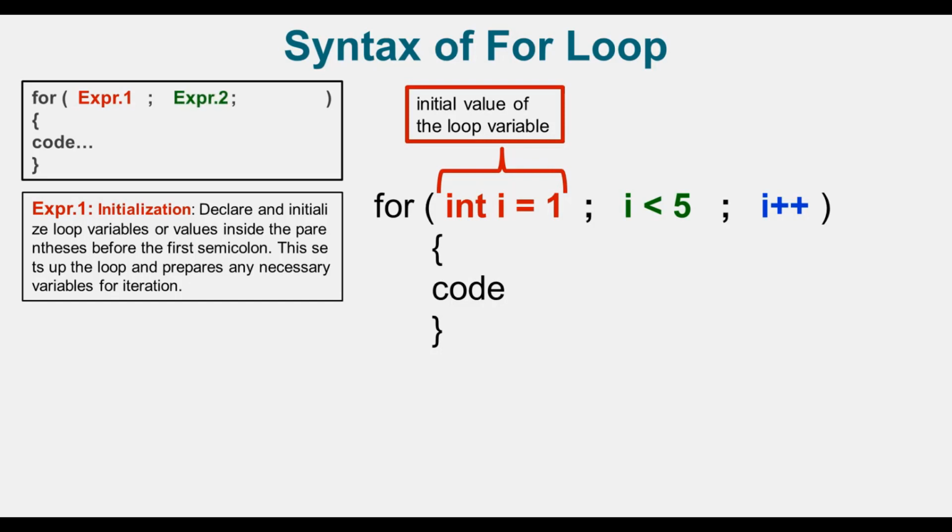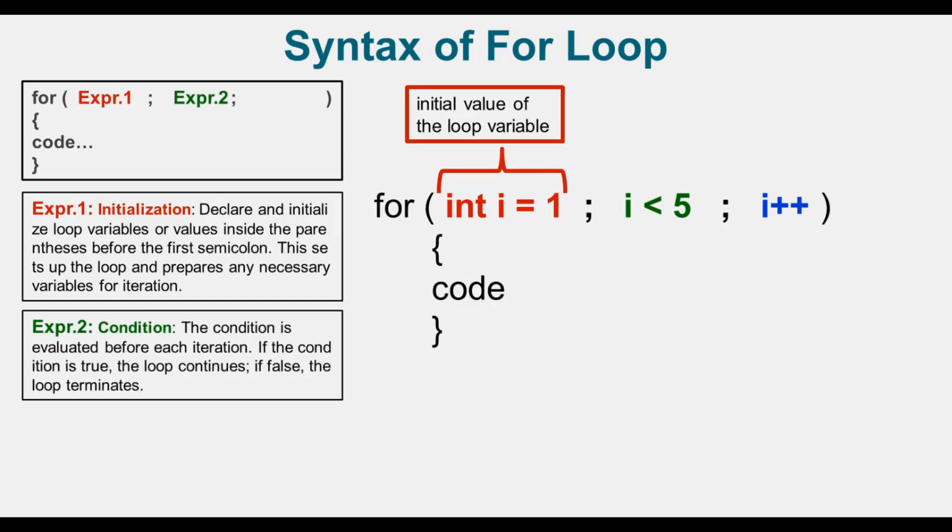The second expression is used to determine the working condition of the loop. The condition is evaluated before each iteration. If the condition is true, the loop continues. If false, the loop terminates. Ensure that the condition is appropriately formulated to avoid infinite loops or premature termination.